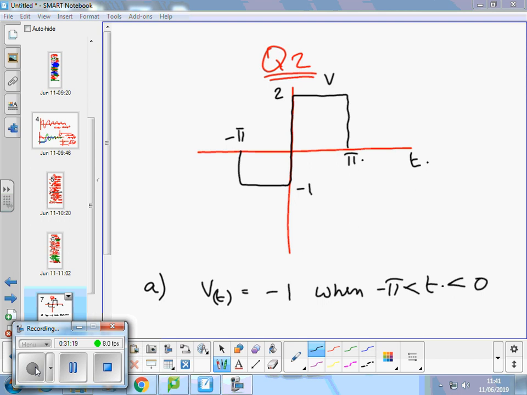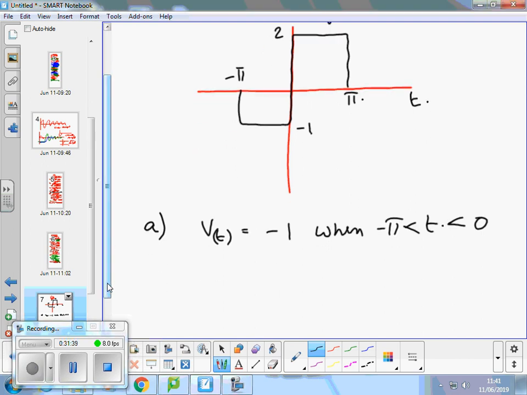Sorry. When it's 0, that's where the discontinuity is. But for the values, if you wanted to integrate in a minute to get the area there, your limits are minus pi and 0. Yeah? Okay.